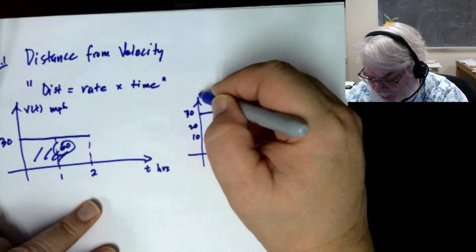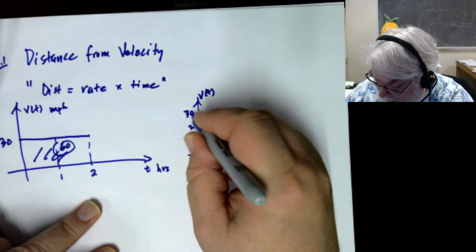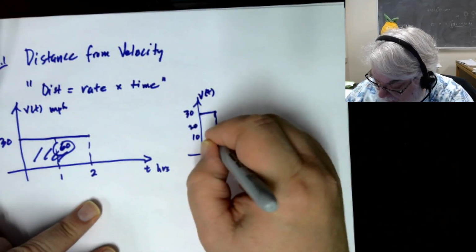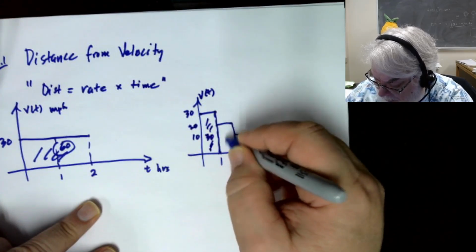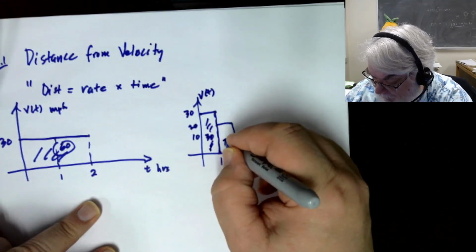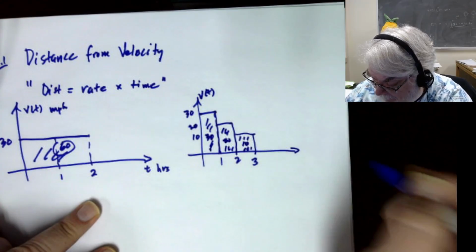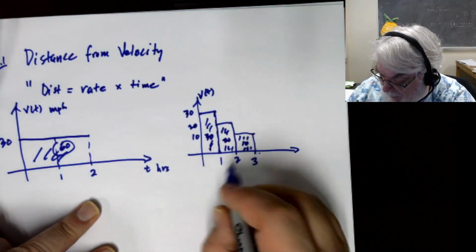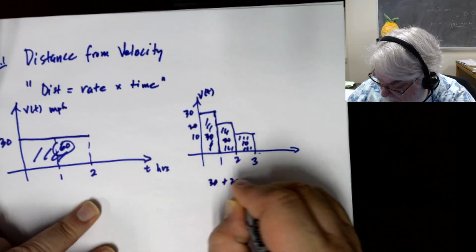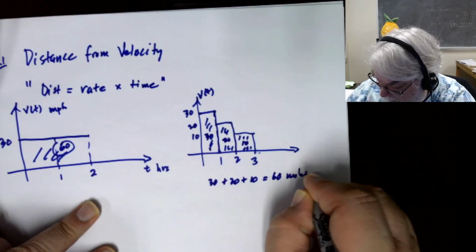Well, on the graph here, you can see for the first hour, you've traveled 1 by 30, so that would be 30 altogether. And then here you have 1 by 20, so that would be 20. And here you have 10, which is 1 times 10. So overall you have 30 plus 20 plus 10, 60 miles traveled.